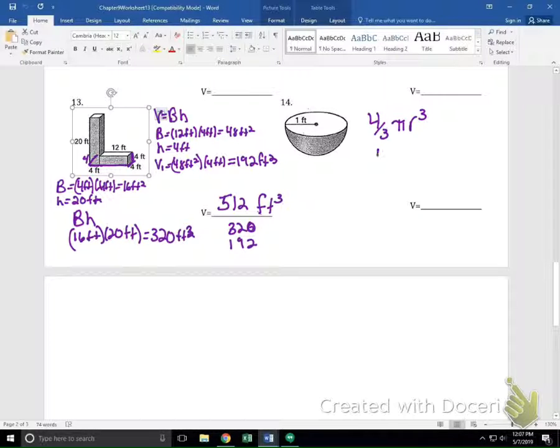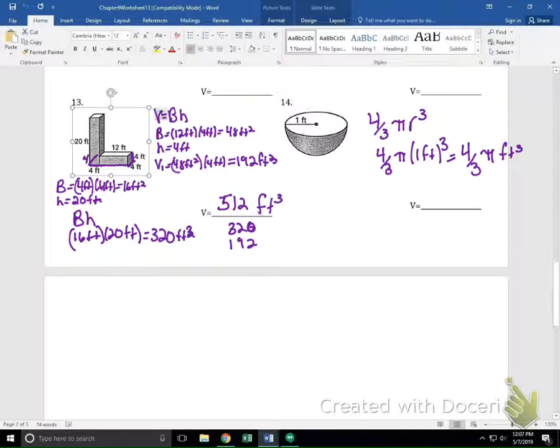So, what is our r? It's the radius. What's your radius in this photo? 1. So we have 1 foot. What's 1 cubed? 1. 1 times anything is 1. So 1 times 4 over 3 is 4 over 3, right? So it's 4 over 3 pi feet cubed.